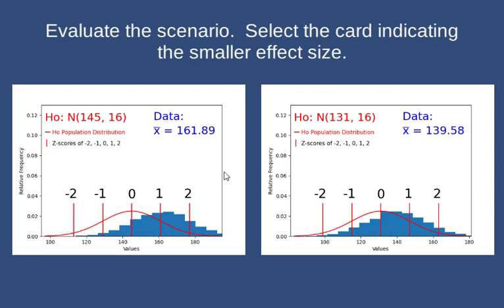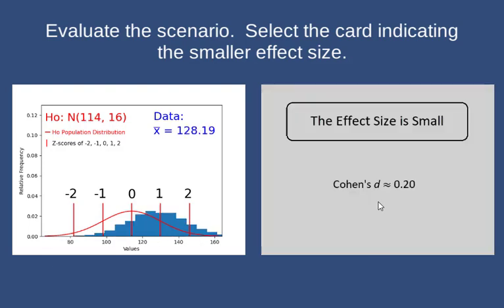Okay, looking at this set of scenarios, the sample mean for the scenario on the left is about 1.3 standard deviations above the mean, so Cohen's d of 1.3. And for the scenario on the right, it's about a half a standard deviation above the population mean. So the scenario on the right would be our smaller effect size.